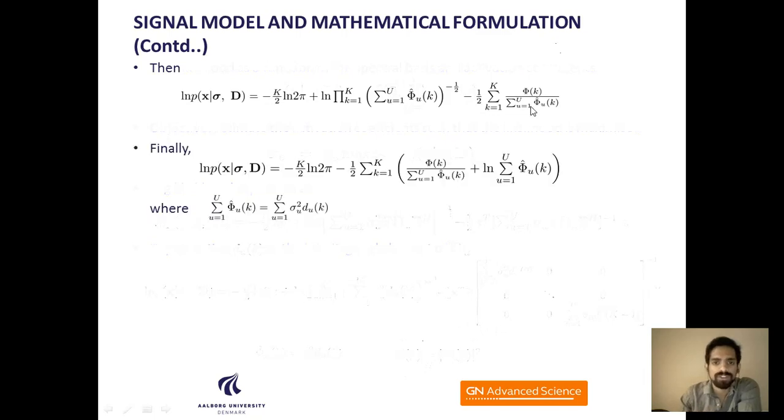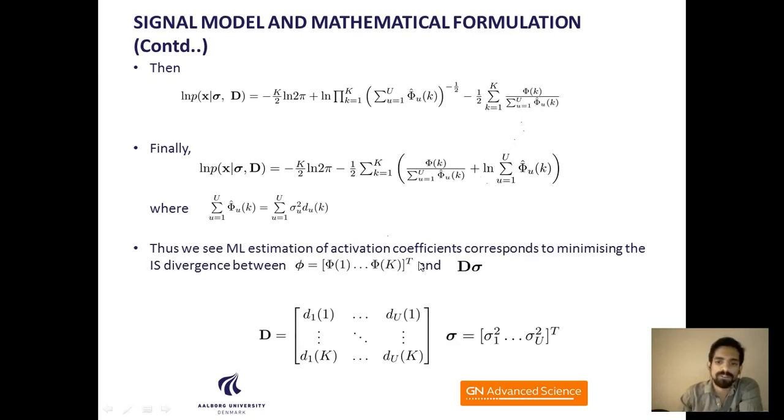And by rearranging this equation as shown here, we can see that the maximum likelihood estimation of the activation coefficients corresponds to minimizing the Itakura-Saito divergence between the noisy periodogram vector and the approximated spectrum given by D sigma. So D is the spectral basis matrix which has the spectral envelopes along its columns, and sigma is a vector containing the u excitation variances.